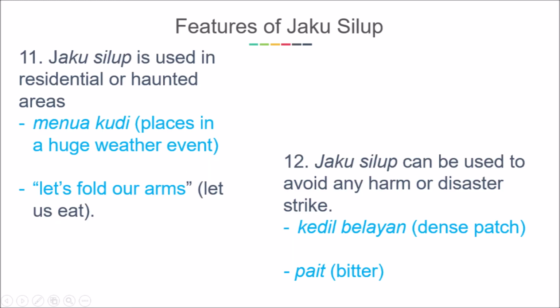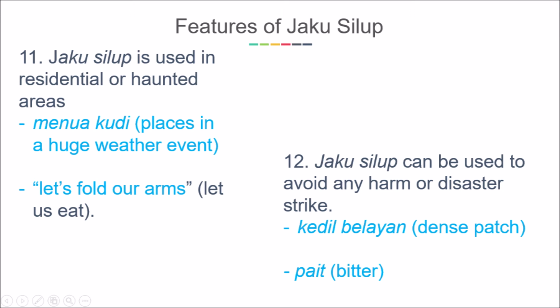Next one is also very important. We see how allusion having this feature is used in residential or haunted areas, and in places with huge weather events. That is why we have to say it very carefully. We cannot just simply say anything we want. For example, in the river, we cannot say that I want to eat. Instead, we say let's fold our arms, because it means I want to eat. We believe that natural disaster will come, that snakes or even crocodiles will come, because they can understand what we mean.